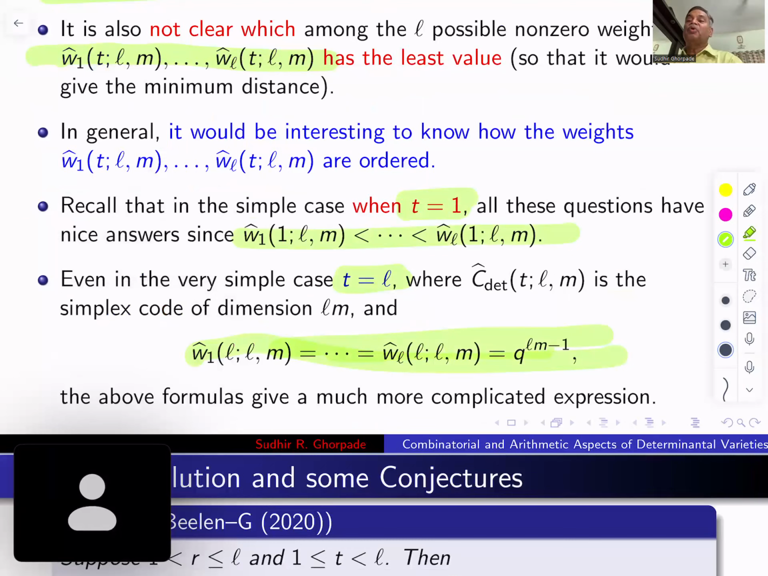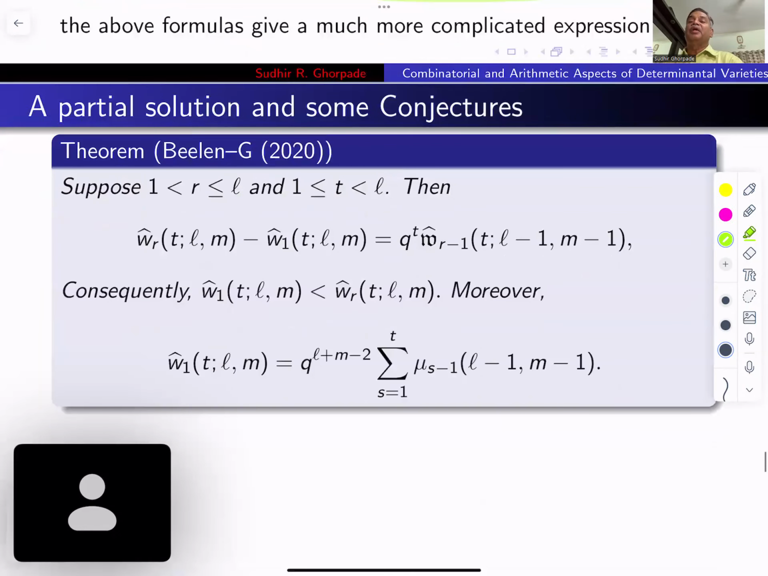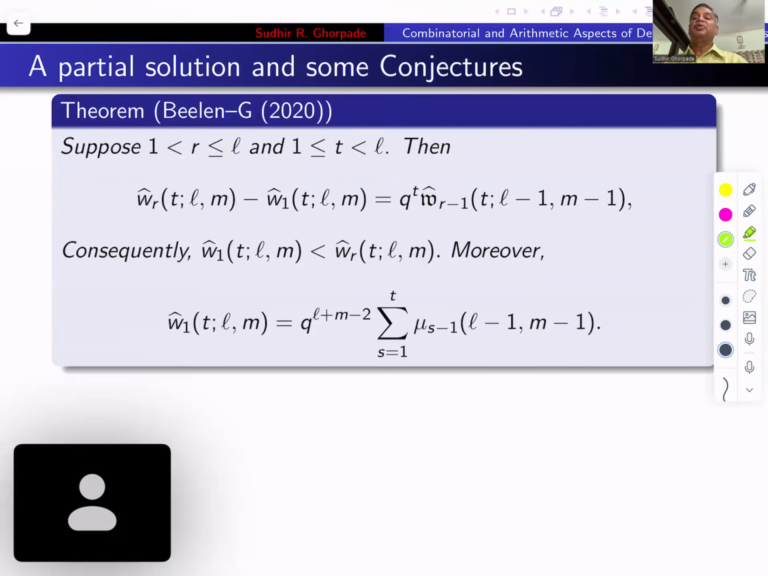Okay. So what we did in this context, so first of all, Peter Beelen and I proved that with our formulas, we could show that W hat R minus W hat 1 is actually given by some positive quantity, which is a cardinality of certain matrices. And in particular, we could then prove in general that the W hat 1 is always the minimum distance. And that is more explicitly given by this somewhat simpler formula. So we have the minimum distance for determinantal codes.